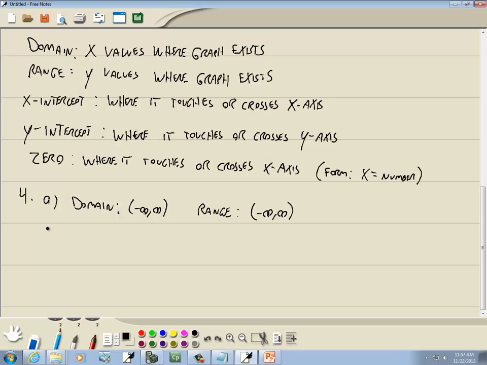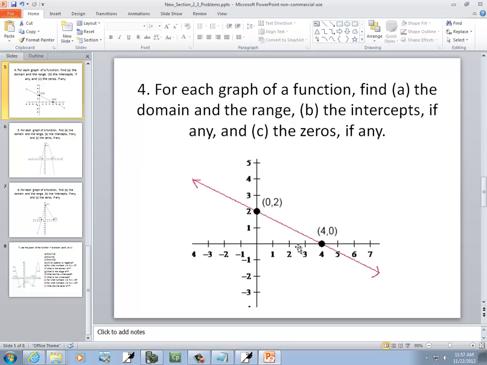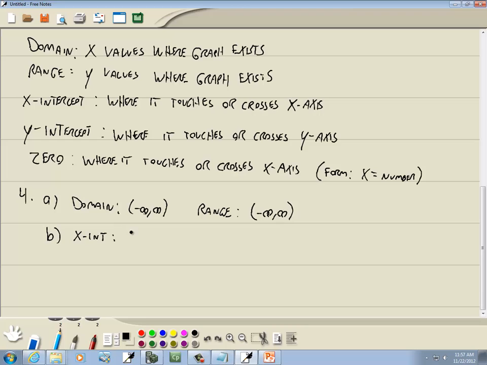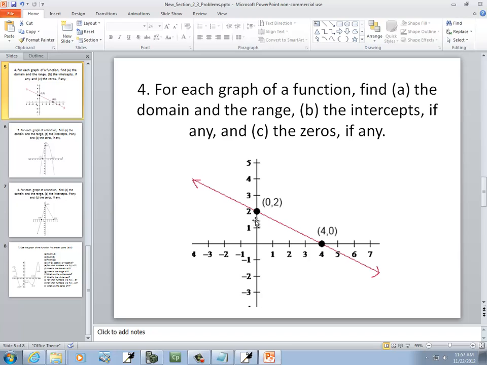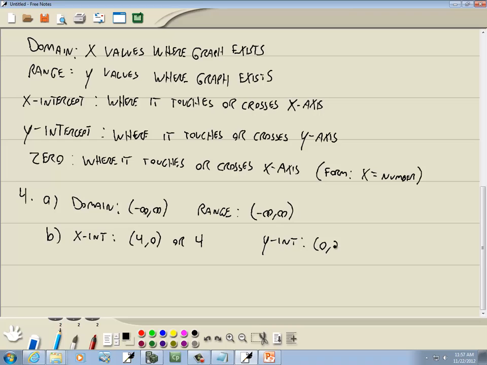B, the intercepts. Well, our x-intercept, that's where it touches or crosses the x-axis, which is at (4, 0). Sometimes people will just write 4. I'm happy with that. Now our y-intercept is where it touches or crosses the y-axis, which is at (0, 2). Or if you want to just write 2, I'm fine with that too.